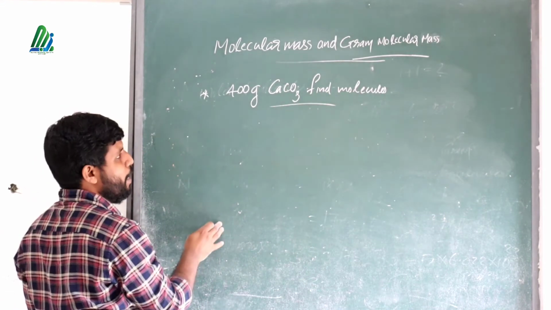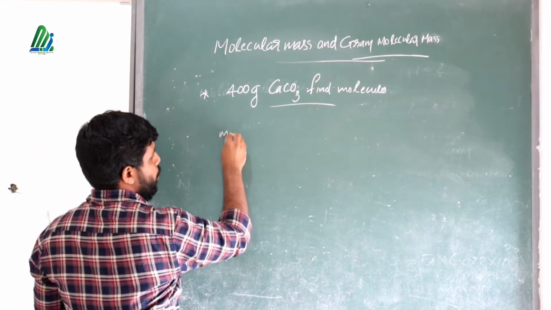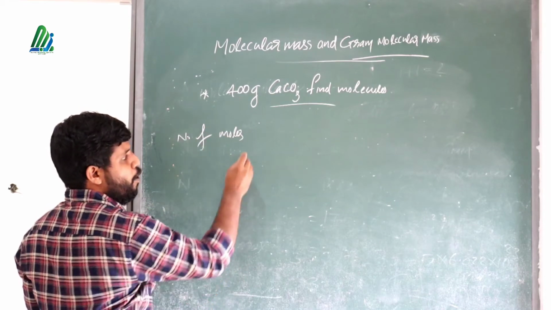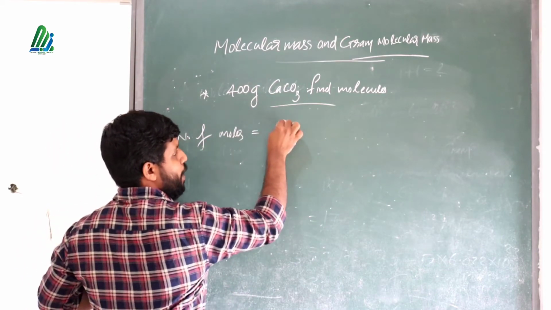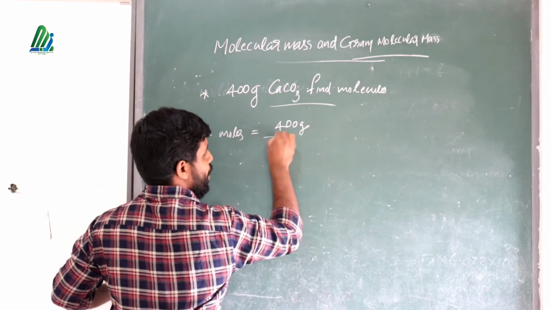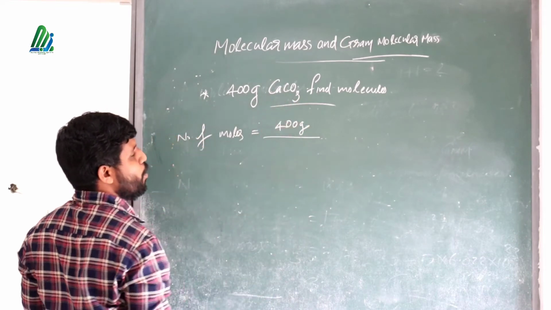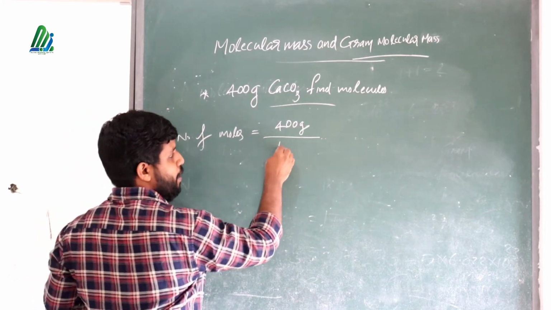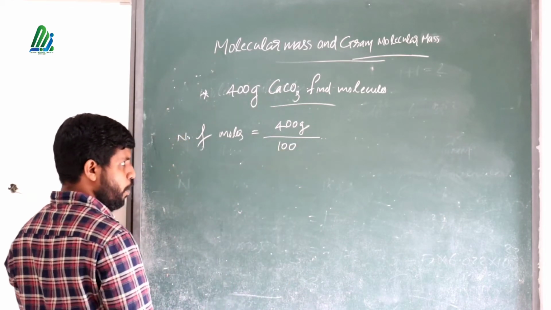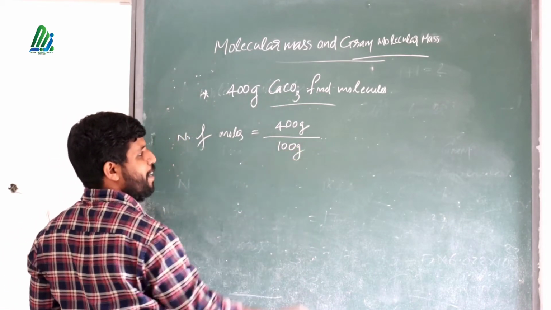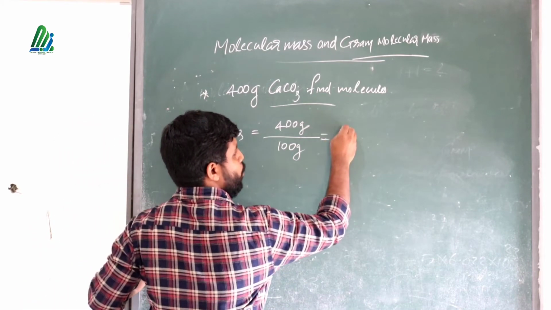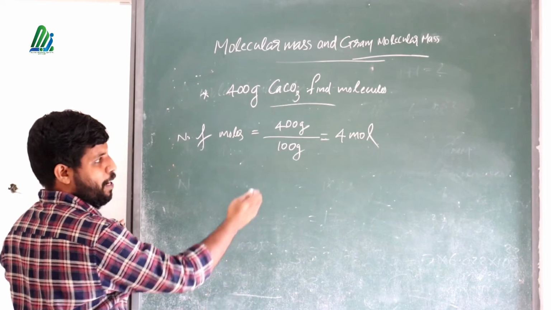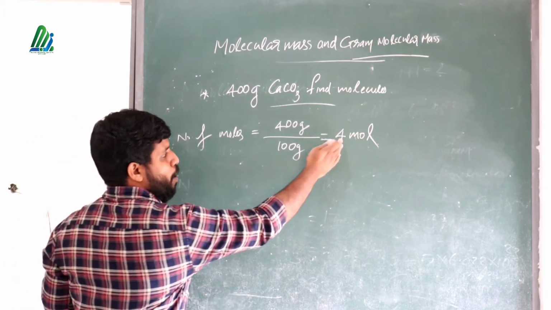We want to calculate the number of moles. Number of moles is equal to the given mass, 400, divided by the molecular mass of calcium carbonate. The molecular mass of calcium carbonate is 100. So 400 divided by 100 gram gives 4 mole.